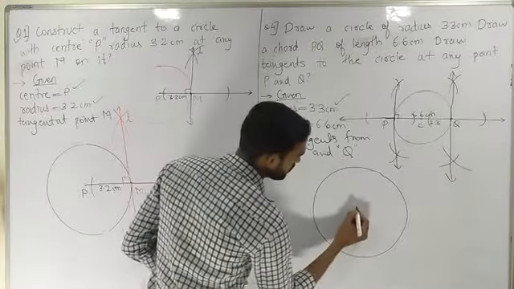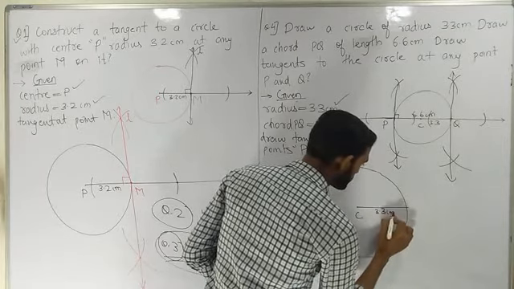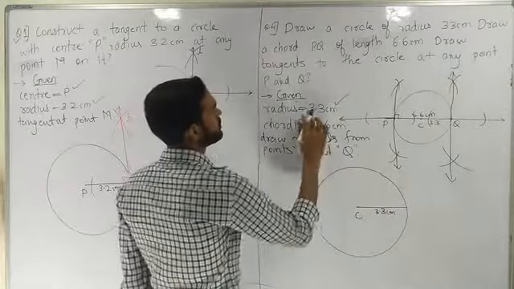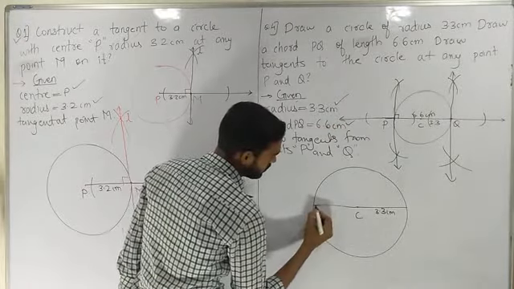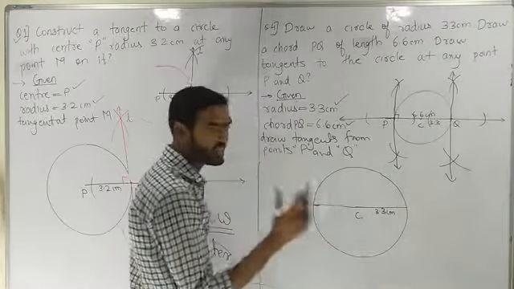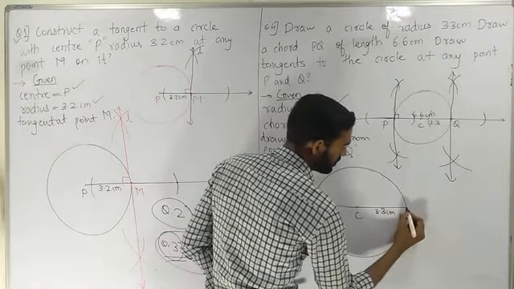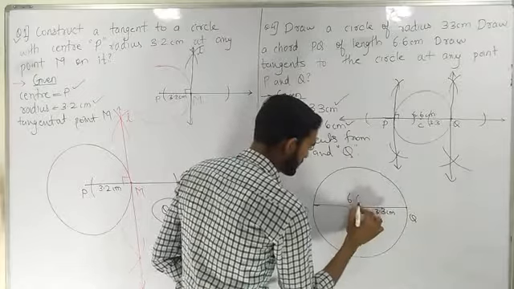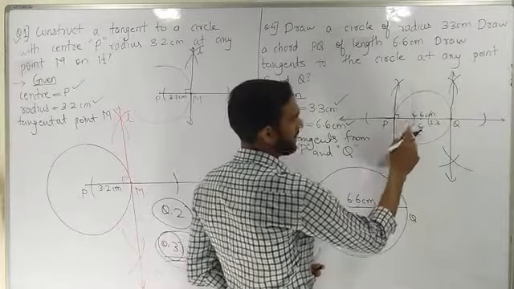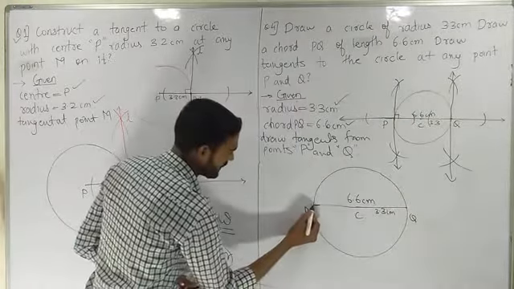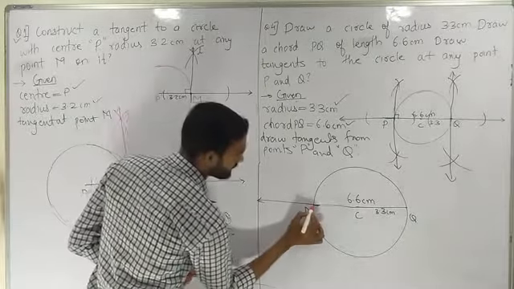Now what will I do next? Center is C. This is my radius, 3.3 centimeters. Now I need to draw chord PQ. Chord PQ is 6.6. So with the help of scale, if you measure, this diameter is 6.6. This total length is 6.6 centimeters. Clear? Now next, what have we done? In the rough diagram, we extended this point P. Same thing I'll do here. I'll extend this P.